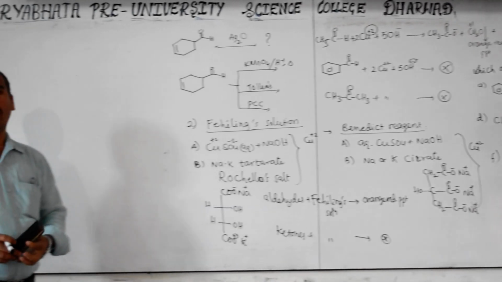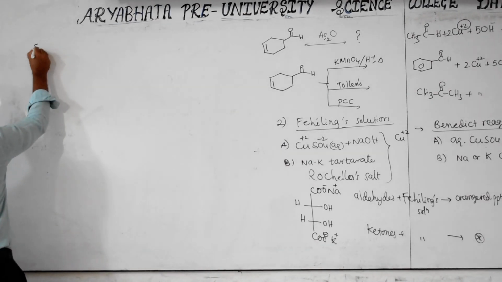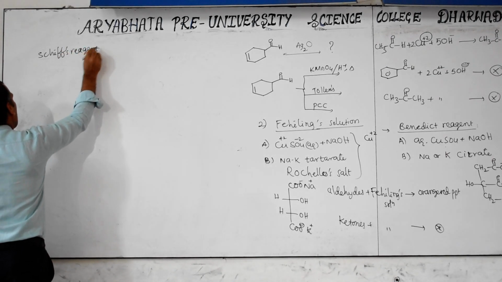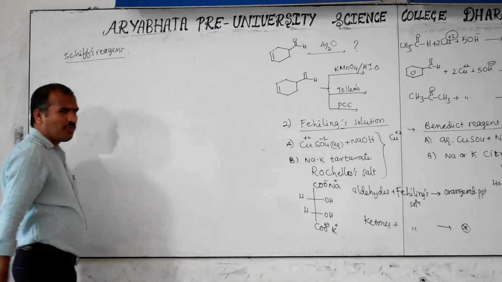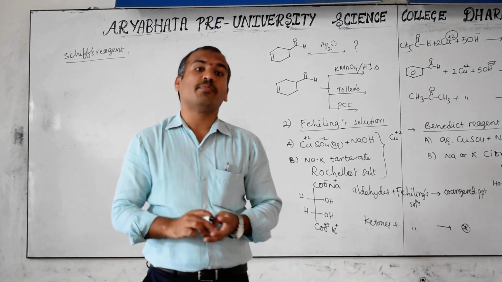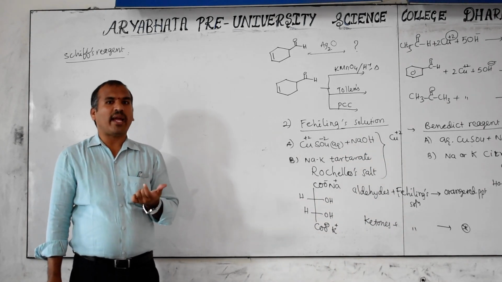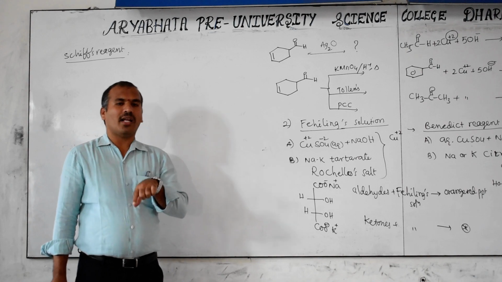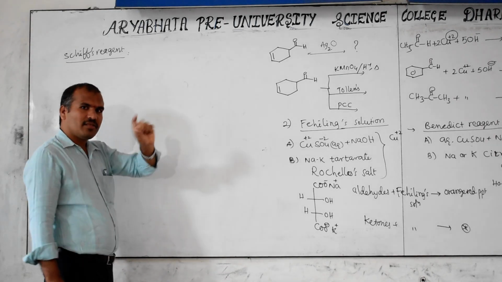One more oxidizing agent is there, that is Schiff's reagent. Generally you will ask what is Schiff's reagent. In the previous class, I explained Schiff's base. Schiff's base means N-alkylated imine; you can go through the previous videos. N-alkylated imines are known as Schiff's base. This is Schiff's reagent, and this difference is there, so don't think both are the same.